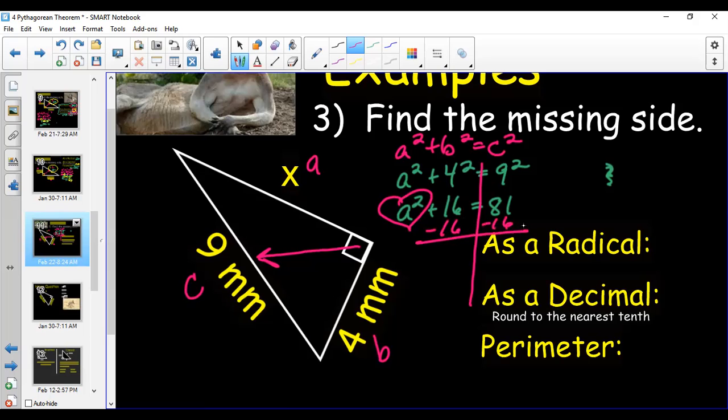So when I'm finding the hypotenuse, I add the 2 squares, but when I'm finding a leg, we need to get smaller and subtract the 2 squares. So 81 minus 16 gives us 65. And don't forget your last step. To undo squaring, we square root. So our answer as a radical is the square root of 65 millimeters.